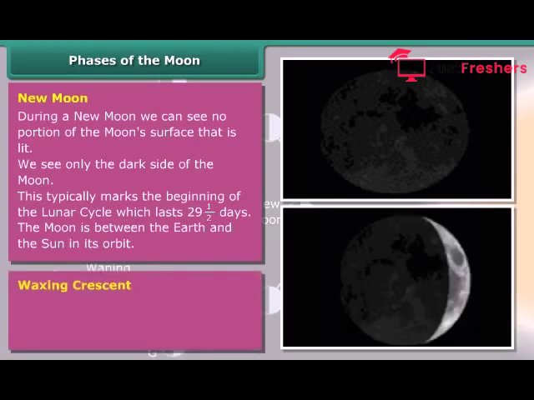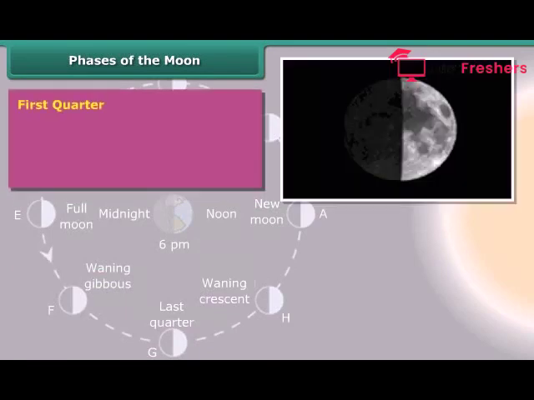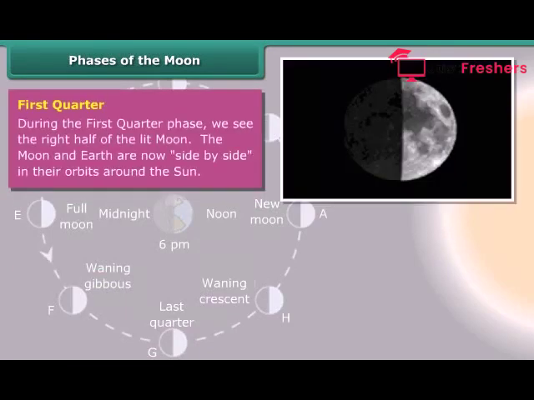Waxing crescent. During the waxing crescent phase, we see on the right side a small sliver of the lit moon. First quarter. During the first quarter phase, we see the right half of the lit moon. The moon and earth are now side by side in their orbits around the sun.